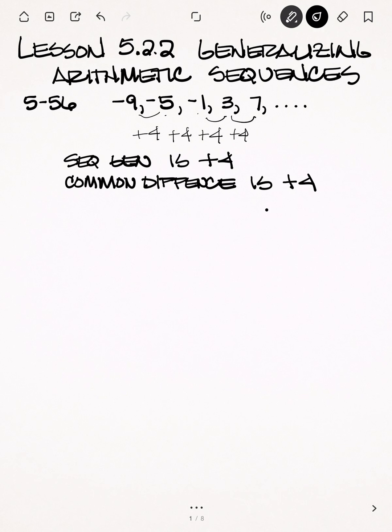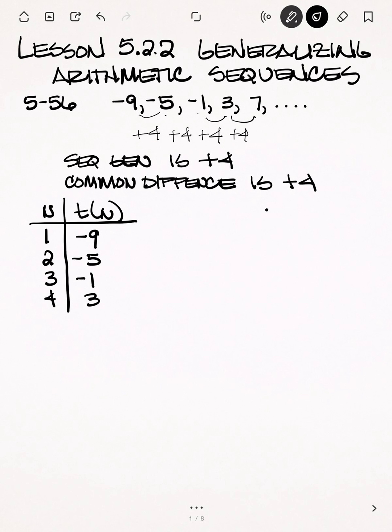All right, now the next thing they want us to do is record our sequence in a table. If you'll remember, instead of using x and y, we use n and t of n to do our table on a sequence. We always start with 1 because our first term in the sequence is always 1. So our first term in this case would be -9. Our second term would be -5. Our third term would be -1. Our fourth term would be 3. And our fifth term would be 7.